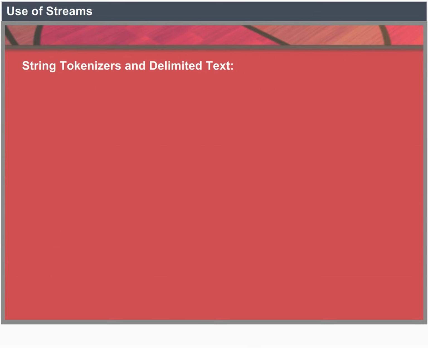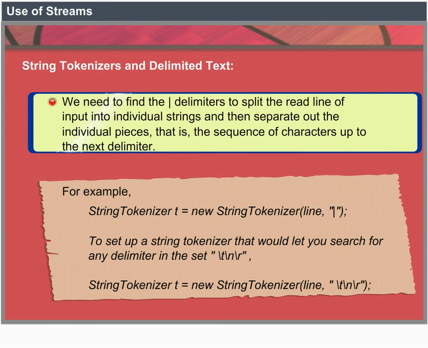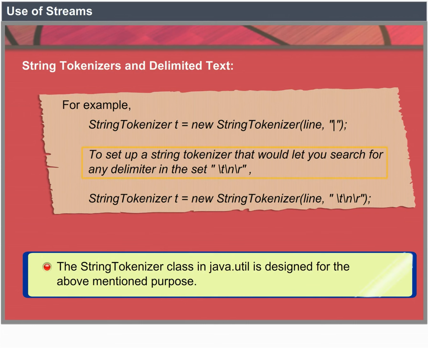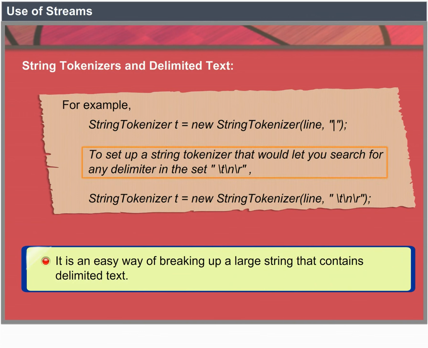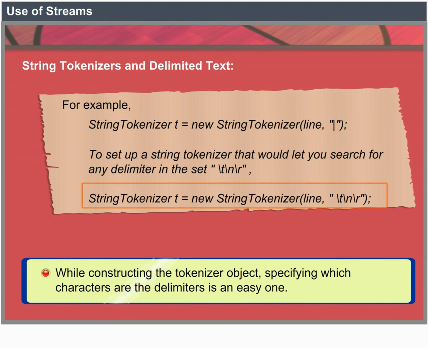String tokenizers and delimited text. We need to find the delimiters to split the line of input into individual strings and then separate out the individual pieces, that is, the sequence of characters up to the next delimiter. The StringTokenizer class in java.util is designed for this purpose. It is an easy way of breaking up a large string that contains delimited text. While constructing the tokenizer object, specifying which characters are the delimiters is easy.